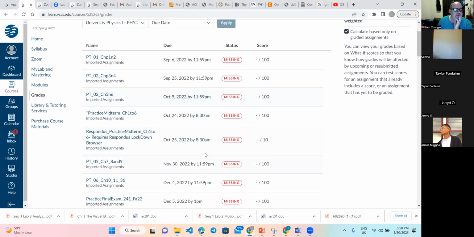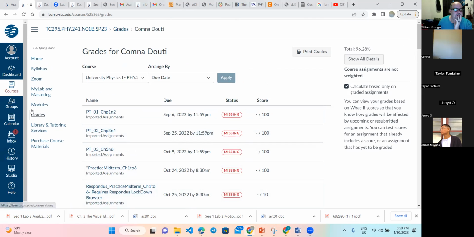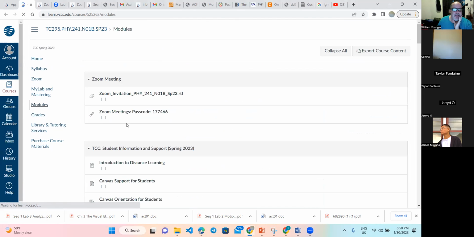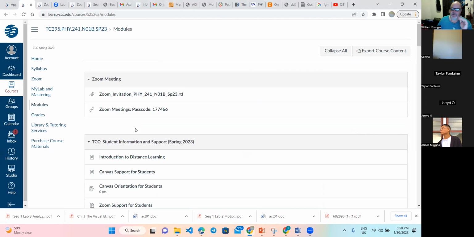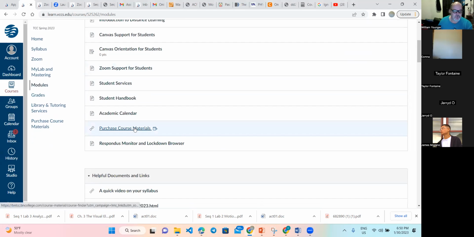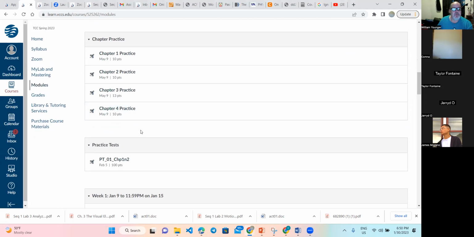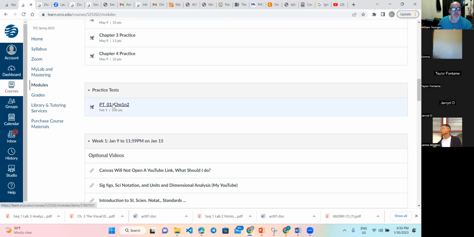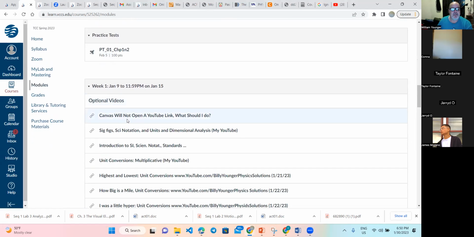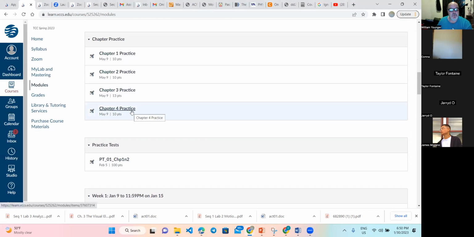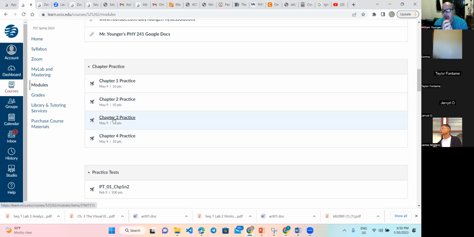Click over on the left-hand side where it says modules. That's where I want my students to go everywhere. So first thing, go to modules, scroll down. Right there is where all the practice ones are. And right there is the practice test. And right in between that and week 1 will be where the online test is.